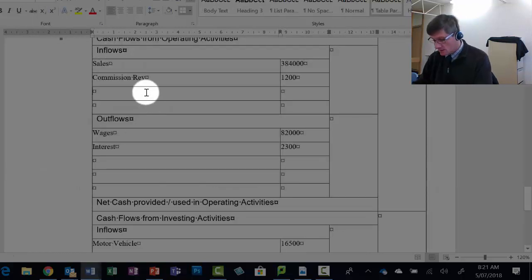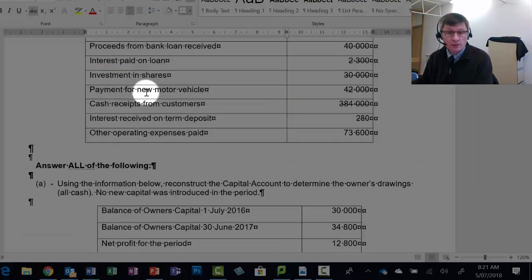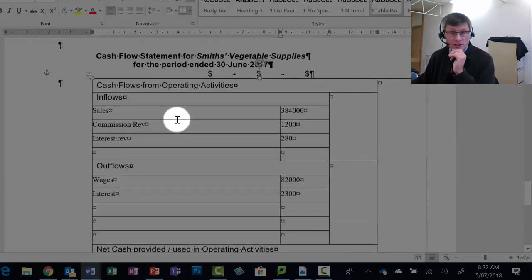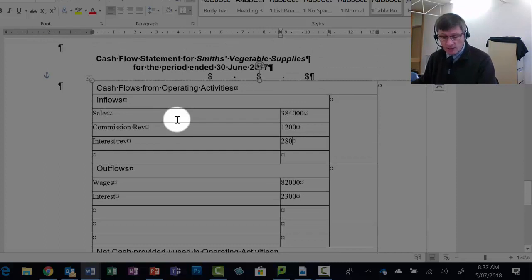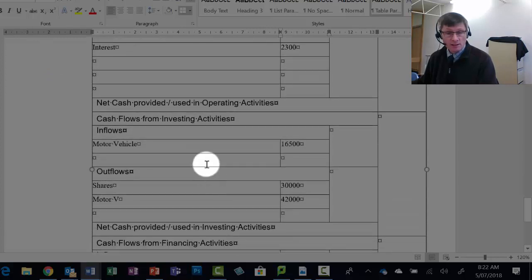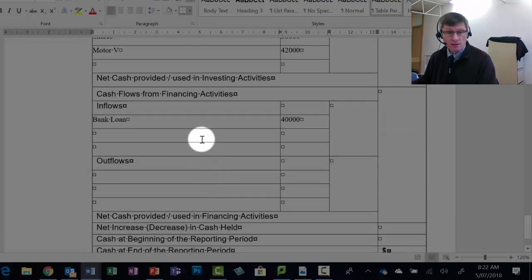I put this in. So that's interest revenue of $280. I think it was. Yep, that's right. Let me just make a clarification here. Any item you would put in the income statement goes in operations. Any item that you see in the non-current assets section of the balance sheet goes in investing activities, and any items in the liability section or the owner's equity section go in financing.